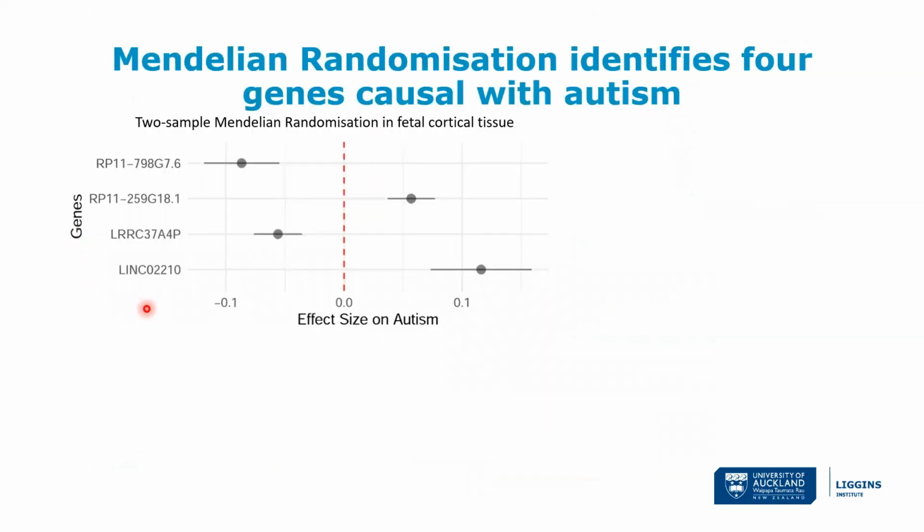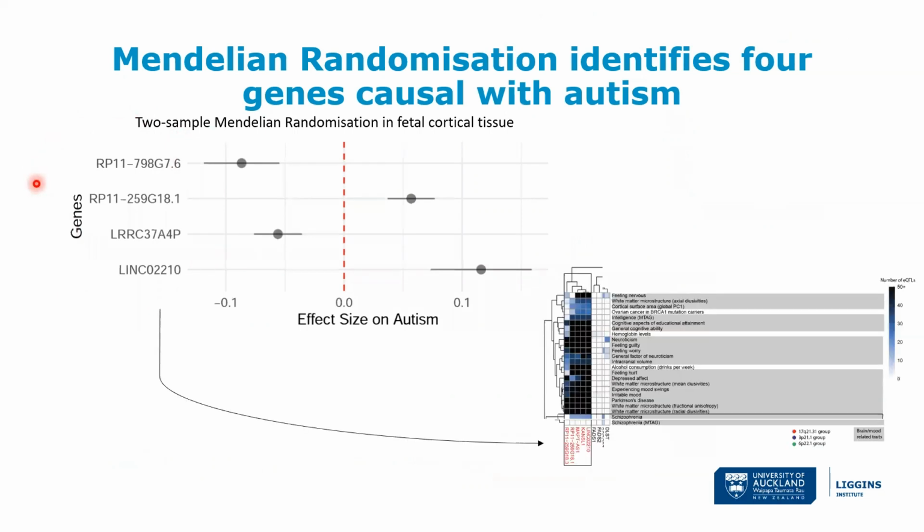Next, we did a two-sample Mendelian randomisation study to identify genes putatively causal for autism. Through this, we identified 4 genes putatively causal for autism in the fetal cortical tissue, all of which are at the chromosome 17q21.31 loci that I mentioned on the previous slide.